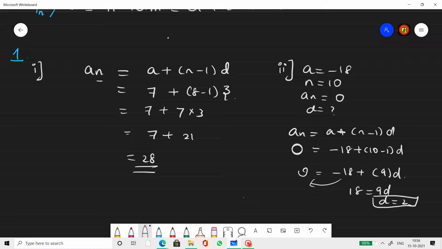An is equal to A plus n minus 1 into D. A value is given in the question as 7, N is given as 8 and D is given as 3. Substitute the values in the concerned places. We get An equals 28. Second question: A is given, N is given, An is given, but D is missing. Again, substitute all the values in their respective places and find the missing value. So D is 2 here. This way you can do all the questions of Roman number 1, question number 1, all 5 subdivisions.